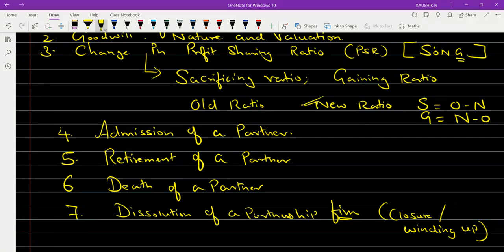Now you may come across, then what about this new ratio? Yes, we have a formula for new ratio. Now what is the alphabet that you have next to N in the backward direction?